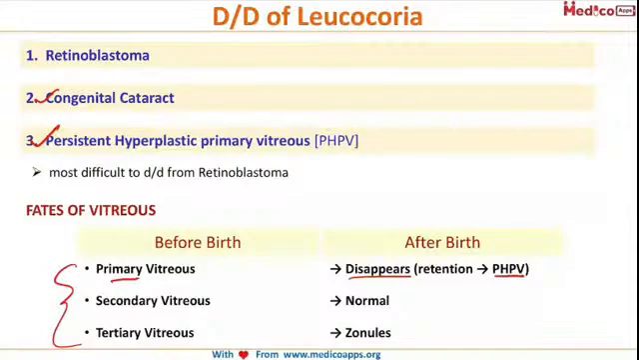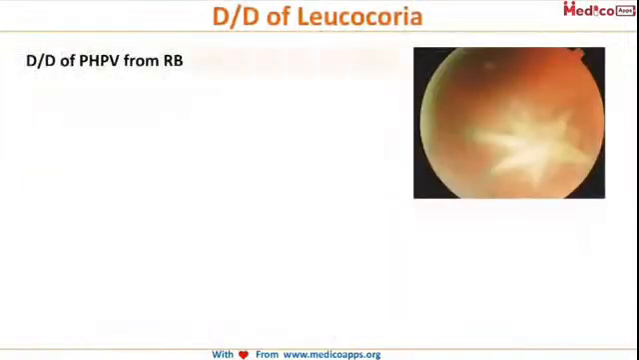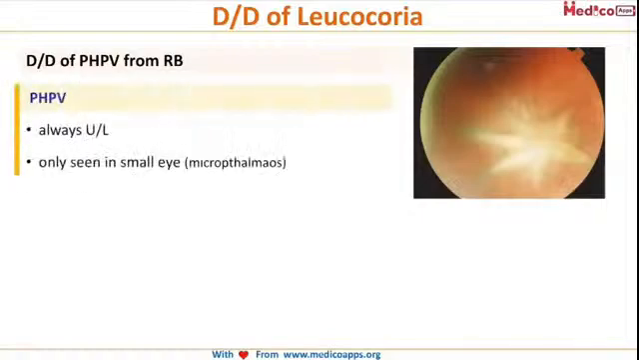Now the secondary vitreous is the normal vitreous that is present in our eye, and the tertiary vitreous is converted into zonules. Please try to remember, the tertiary vitreous is converted into zonules. Now, how will you differentiate persistent hyperplastic primary vitreous from retinoblastoma? PHPV is always unilateral and is only seen in a microphthalmic condition.